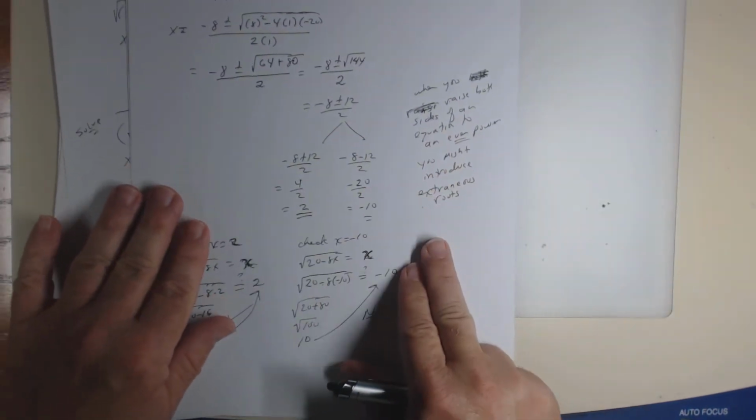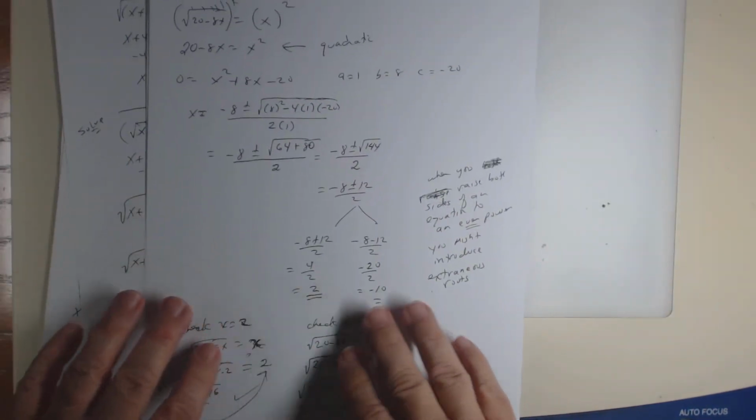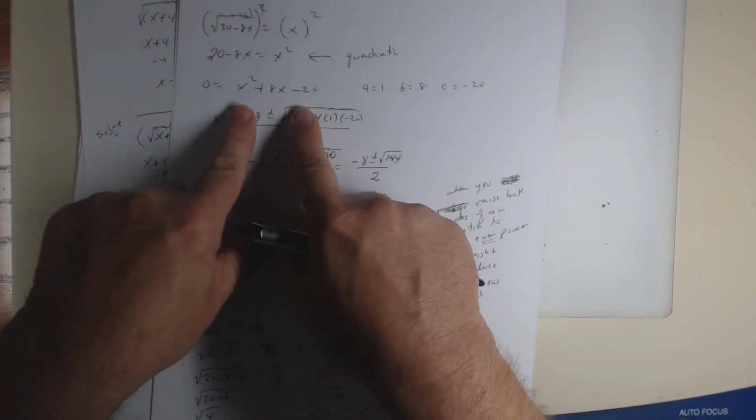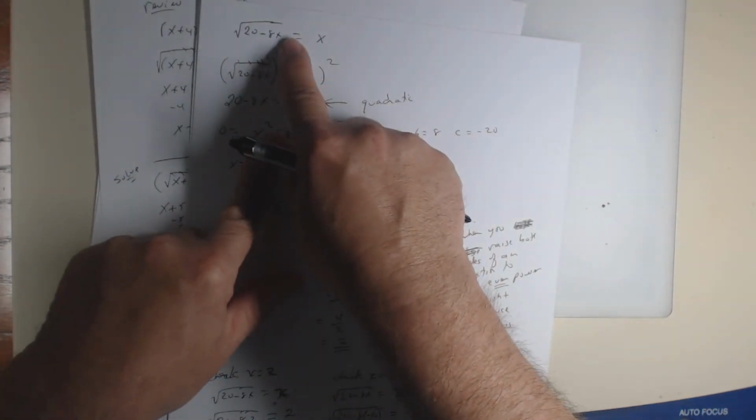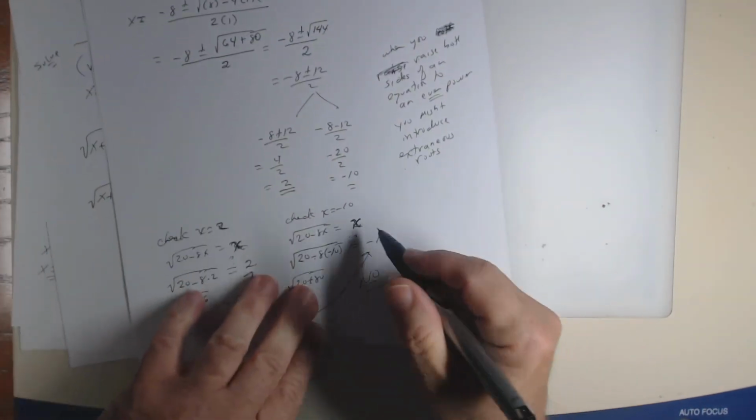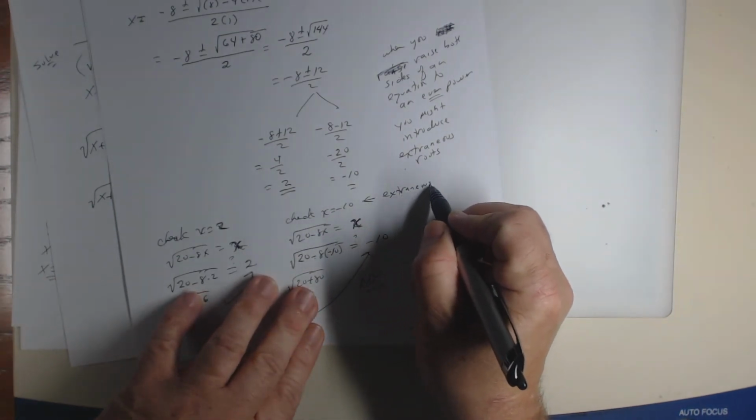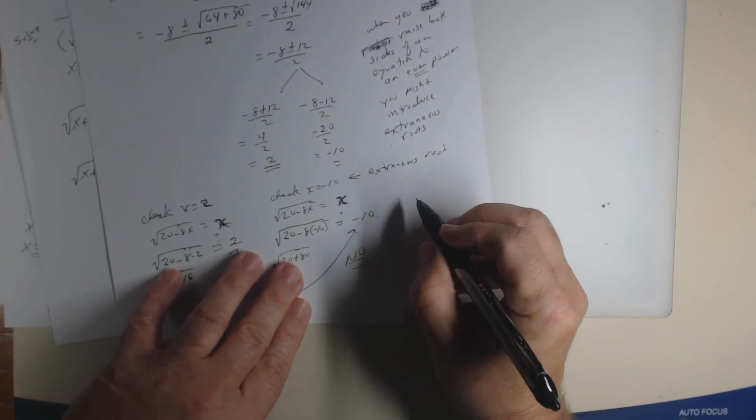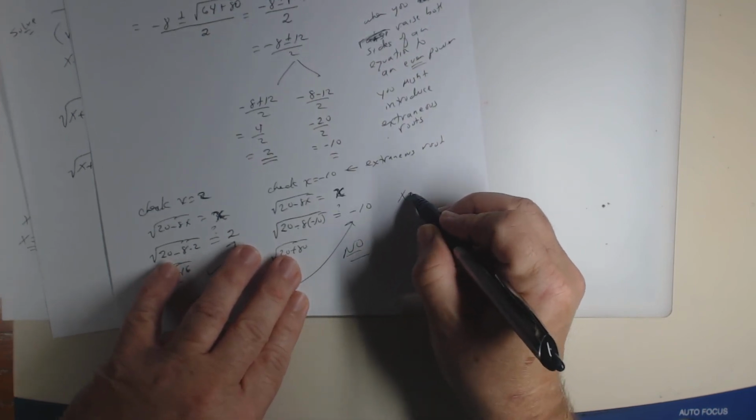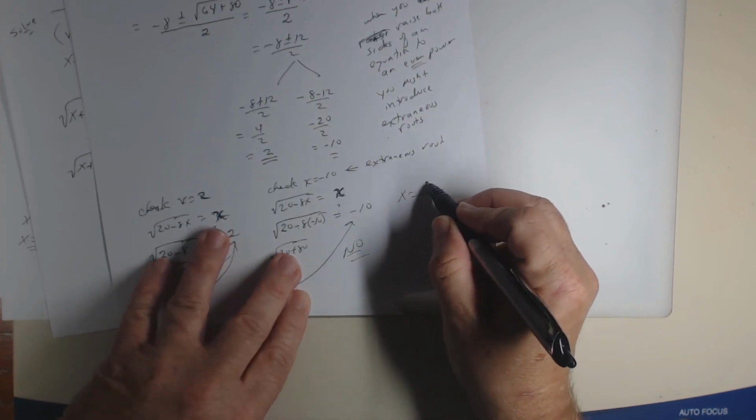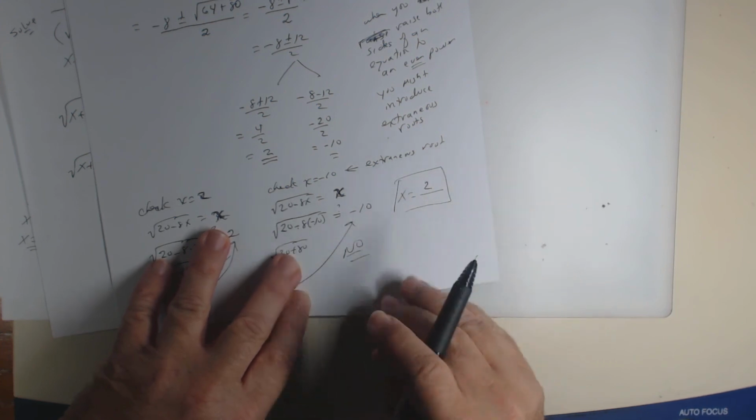So that's why it's called a false solution. It's a false solution because it satisfies one of these equations right here, but it doesn't satisfy the original. So this one right here is called an extraneous root. But in the blank, you're only going to put x equals what is the answer? 2. x equals 2.